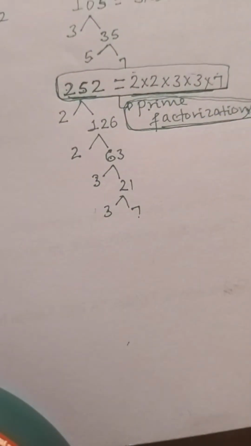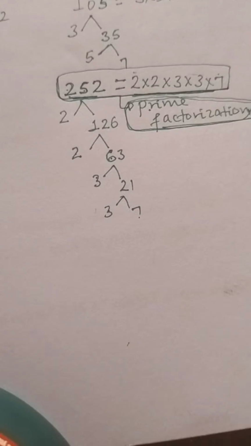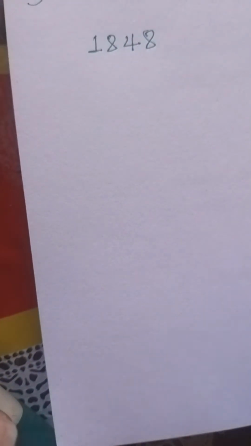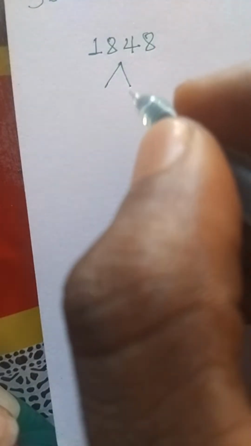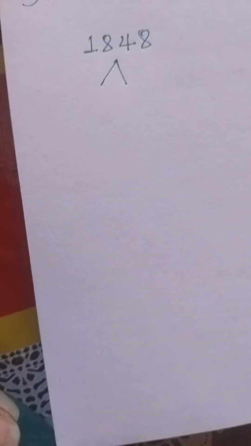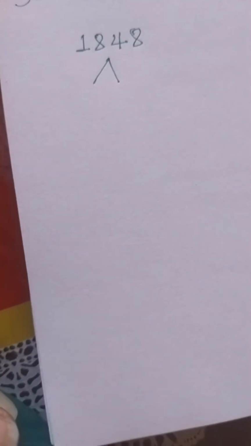Don't forget, please. So let's see another good example. Let's take a big number, 1848. How do we explain this number in a prime factorization? Come on, my student. First, is the number divisible by 2? Because we start from 2. Why? 2 is the smallest prime number.